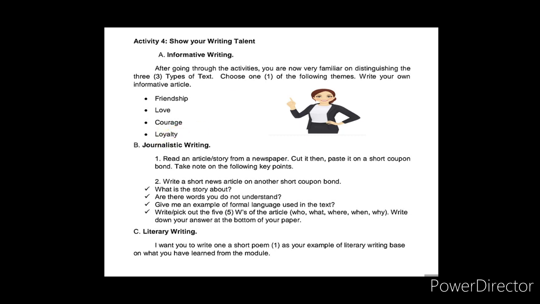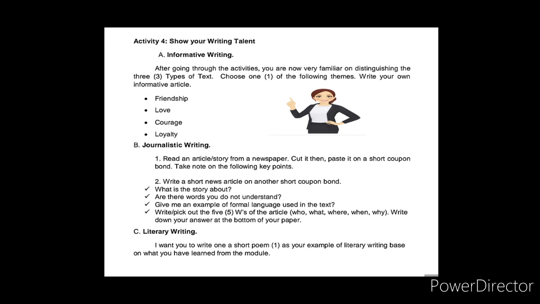Under friendship, you may have a factual recount, where you retell a scenario or an experience about your friends, or you may write how to gain friends, which is under procedural. The same goes for the other themes such as love, courage, and loyalty. Just write to your readers about these four themes. Did you understand? Okay. Under letter B, journalistic writing, you will read an article or story from a newspaper.